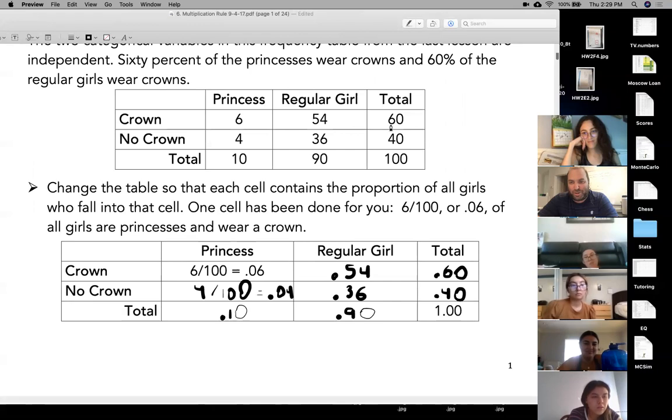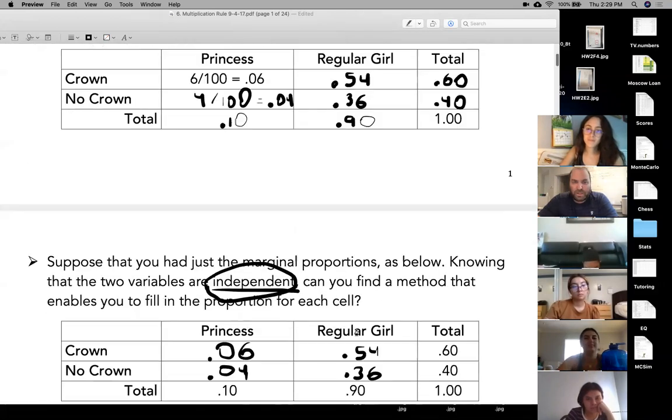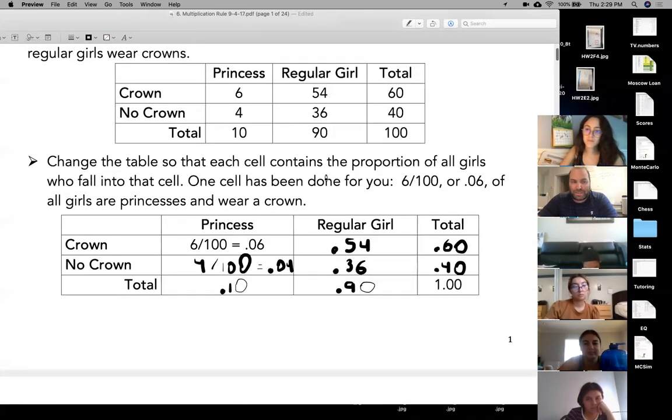So these numbers here, 6, 54, 60, 6, 4, 36, 10, 90. These are the actual numbers, right? 6 actual princesses, 54 actual regular girls, and so on. These are the proportions. How many of them fall in here, or what percentage of them fall in here, and here, and here, and here, and here, and so on. So keep these, maybe write them over again if we can keep them handy. We don't got to keep bouncing back and forth. I'll take a picture of them so I have it in front of me so I don't got to keep going back and forth.